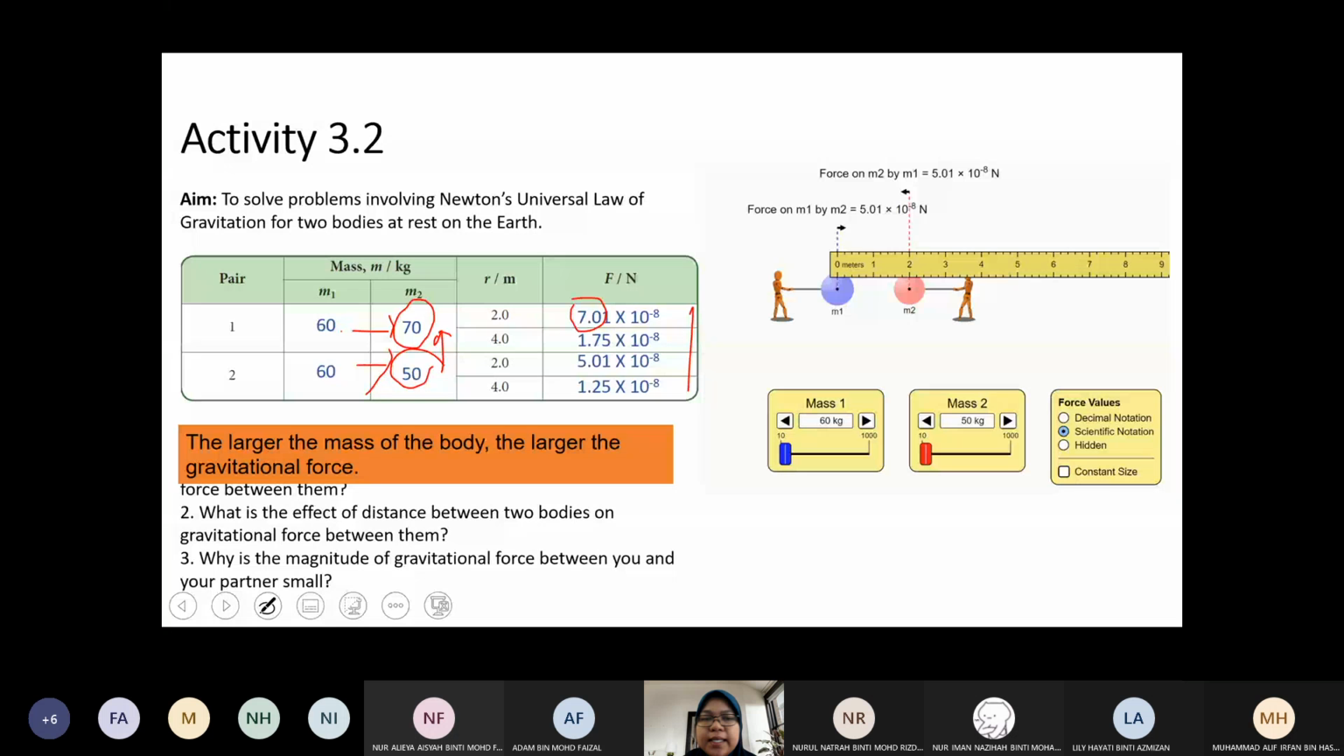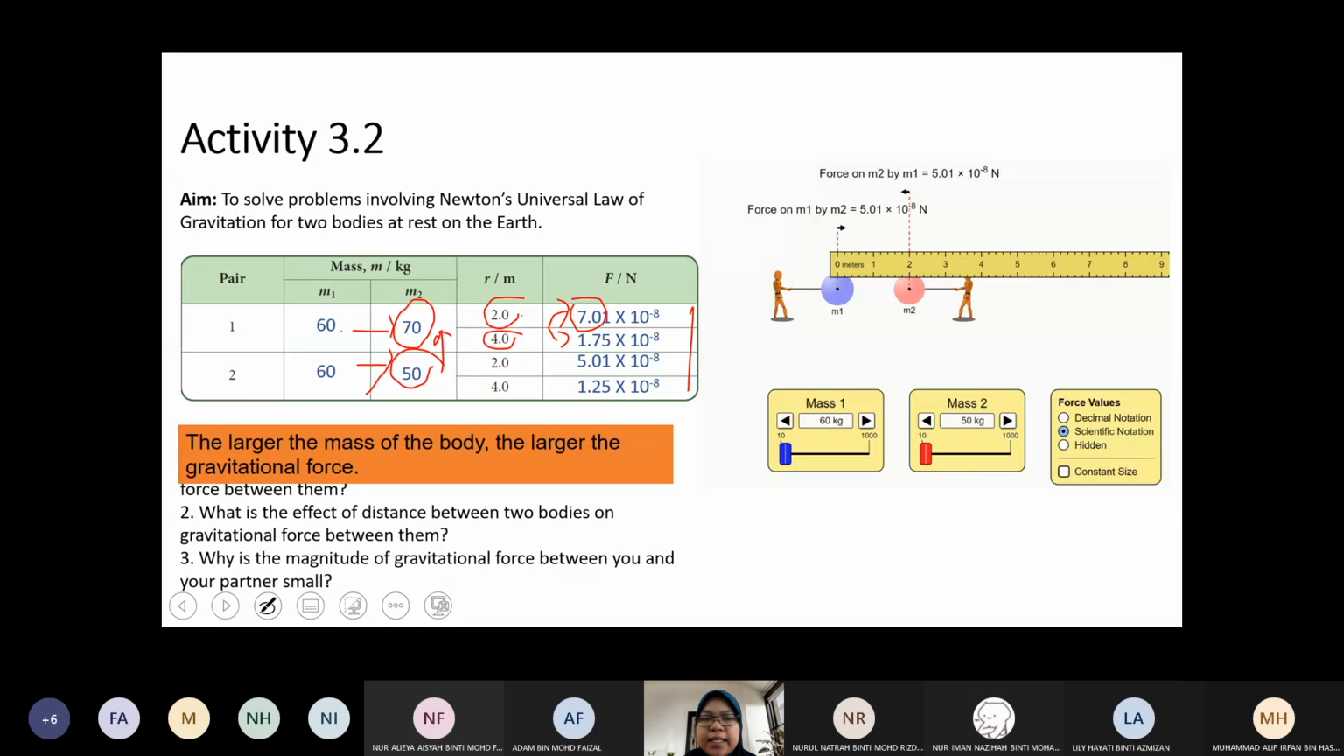Second question: what is the effect of the distance between two bodies? Is there an effect if you change the distance between the two bodies? So look at these two data. If the distance is only 2 meters, your value is 7 times 10 to the power negative 8. If the distance is 4, the value becomes 1.75. So what can you say?